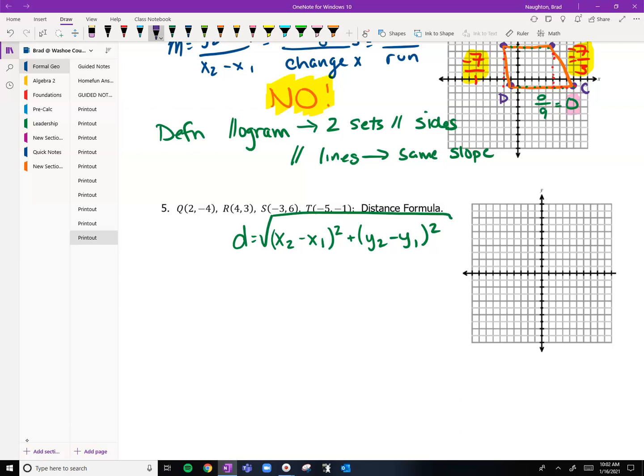So we have 2, negative 4, 1, 2, 3, 4. So that's Q. And I have 4, 3, 1, 2, 3, 4, 1, 2, 3. That's going to be R. And then 1, 2, 3, 4. Excuse me, I'm doing the wrong one. 1, 2, 3. And then 1, 2, 3, 4.